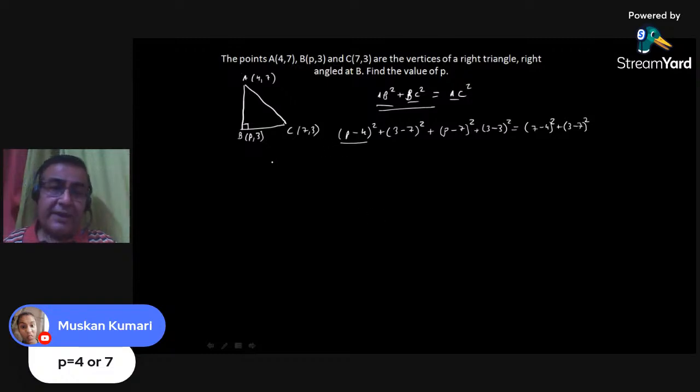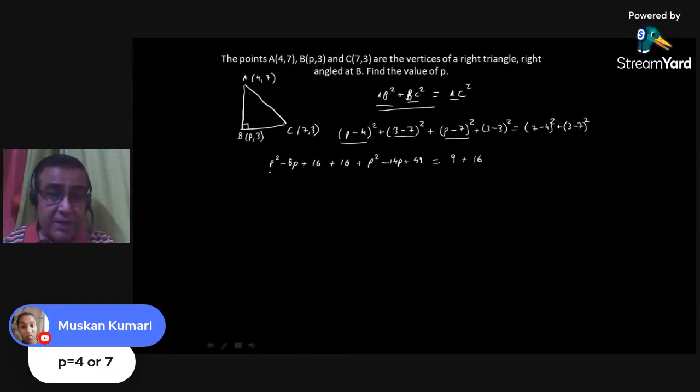So if we open these brackets, we get P square minus 8P plus 16 plus 3 minus 7 is negative 4, and the square of negative 4 is plus 16, plus P minus 7 whole square. So that gives me P square minus 14P plus the square of 7 gives me 49, and 3 minus 3 is 0. The square of 0 is 0, so no need to write that. And this should be equal to 7 minus 4 is 3, and the square of 3 is 9, and 3 minus 7 is negative 4, and the square of negative 4 is plus 16.